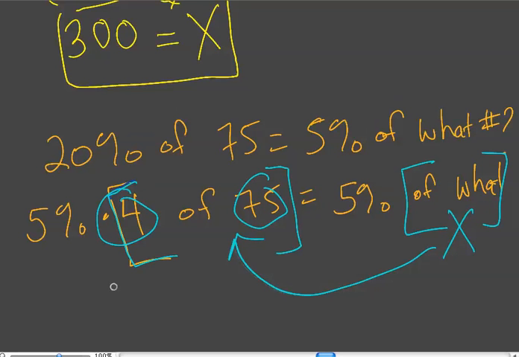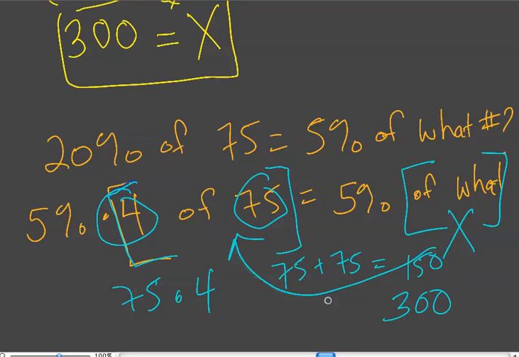75 times 4. Well, 75 times 4, I could do it a couple ways. That's 75 plus 75 makes $1.50, right? And that's $2.75, so I double that, and I get 300. I still get x is equal to 300, either way.